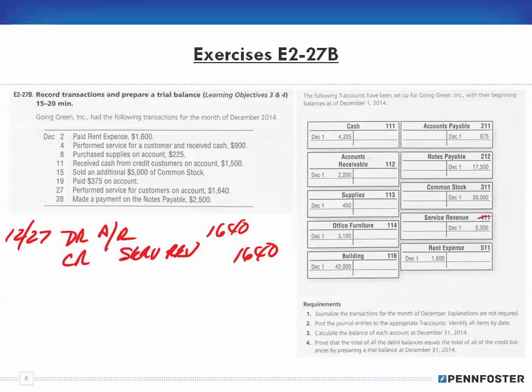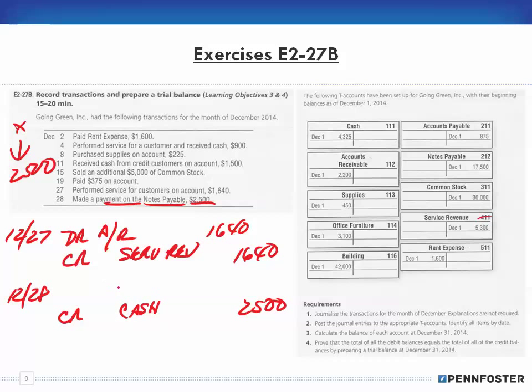And then 28 here, made a payment on the notes payable for 2,500. So if I'm making a payment, am I affecting cash? Yes. My cash is decreasing by 2,500 because I'm making a payment. So that means I'm crediting cash, indent, for 2,500, and I'm debiting notes payable for the 2,500. Okay, so I'm going to transfer these entries.